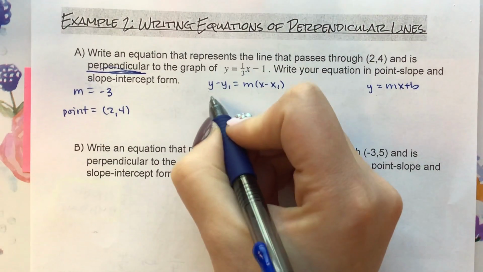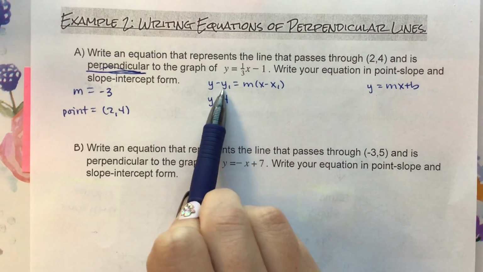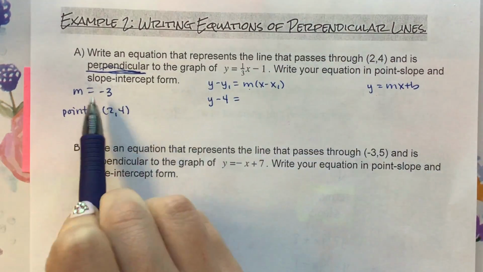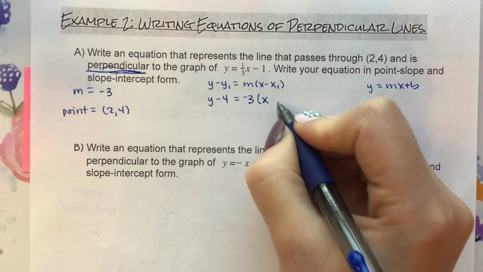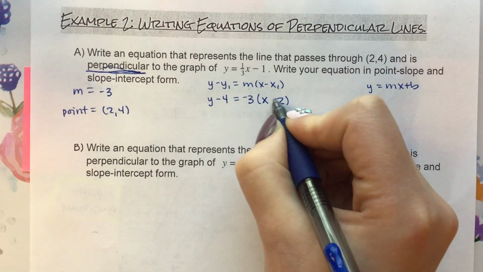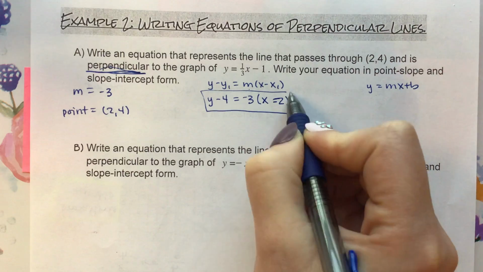So let's plug this in. y minus 4, this is my y sub 1, so I'm putting it right here, is equal to m, or -3, parentheses x minus 2. That minus sign got kind of crazy, so I'll try to do it like that. Make my 2 longer. Okay.